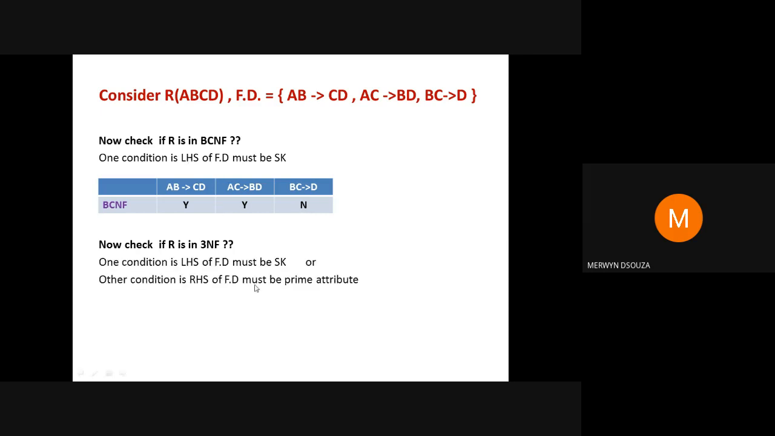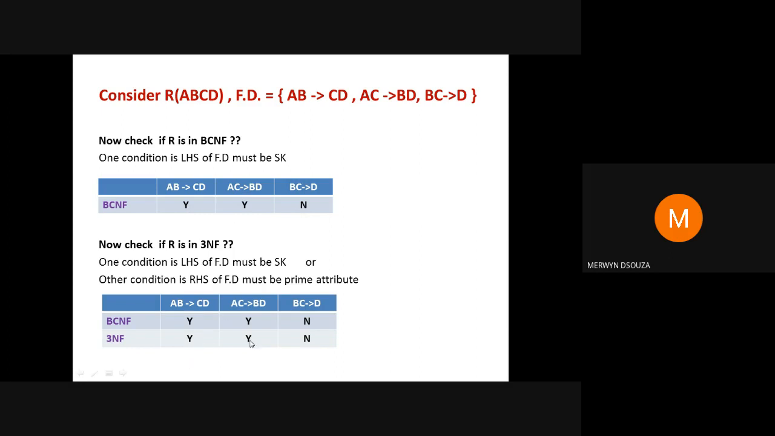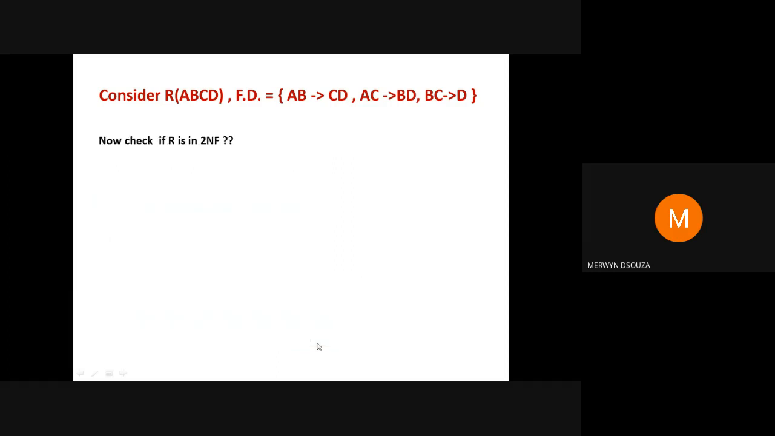Now for third NF there are two conditions, check for these two conditions. Out of these, two are already in BCNF, therefore you directly write them as BCNF. You can check if you want. For the third one, check whether the left hand side is a super key or the right hand side is a prime attribute. It's not satisfying, so you write no, it is not in third normal form. Go and check whether it's in second normal form.